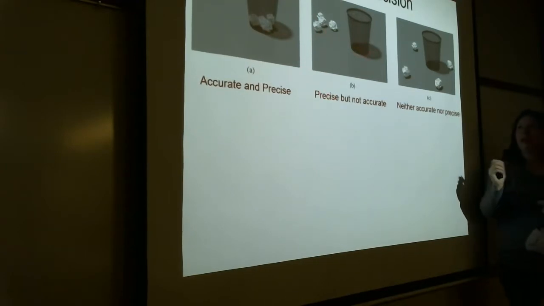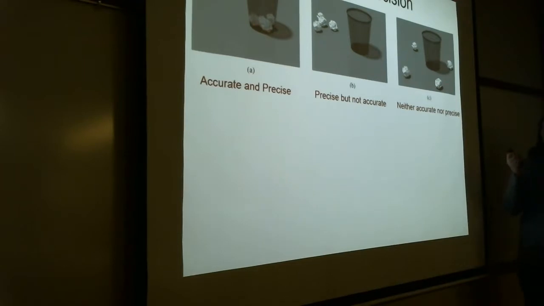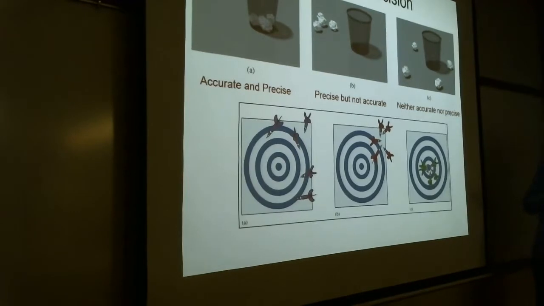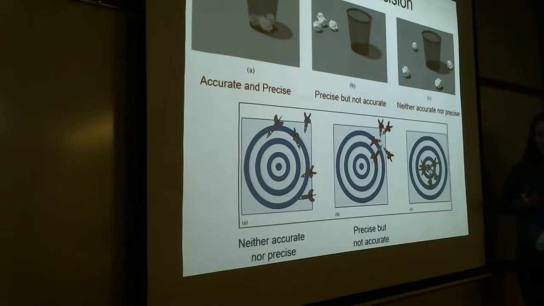And then this is what a lot of them would look like. It'd just be all over the place because it's hard to throw a wadded up piece of paper in the same spot every time unless you really practice it. And then there's a dartboard example. What's this one? That's what my dartboard looks like. Right, that's neither. Good. What's this one? You're precise, because you're always hitting the same spot, but are you accurate? Nope. And then this one, that's what you want. That's both accurate and precise. Does everyone understand how to use those two terms?